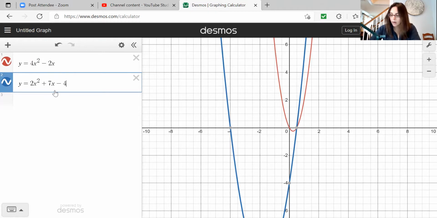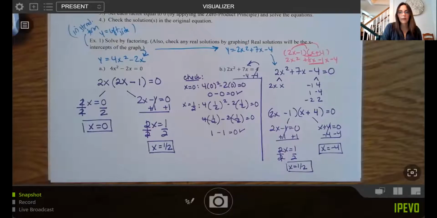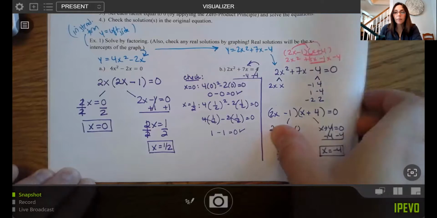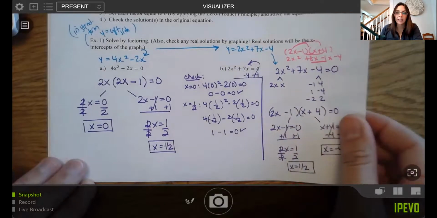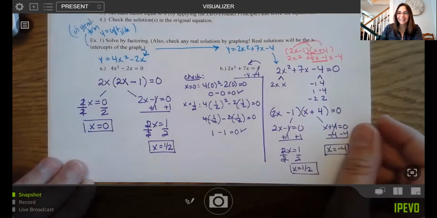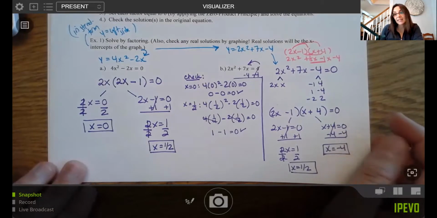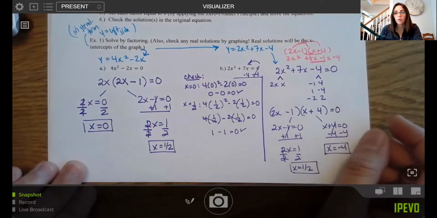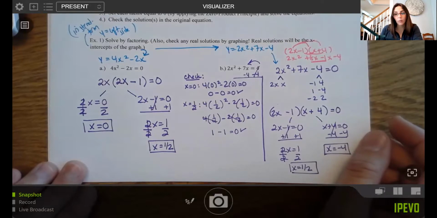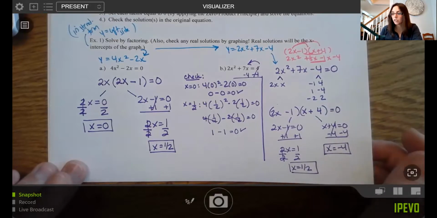Okay, so let's go back to our other handout. So that's solving by factoring. And again, this is a really nice technique if you're good at factoring, obviously, and if the quadratic is easily factorable. If you're spending a lot of time trying to think about factoring and you're not getting anywhere, then we're probably going to use a different strategy.